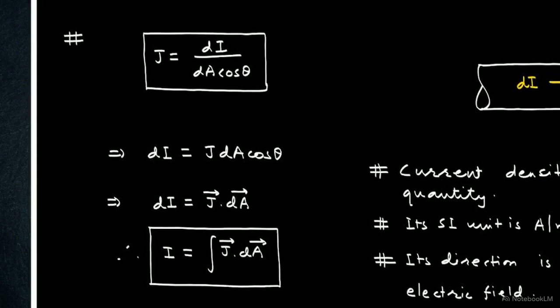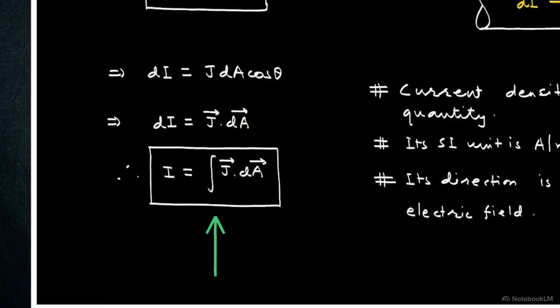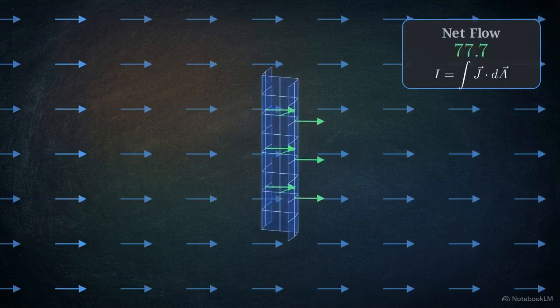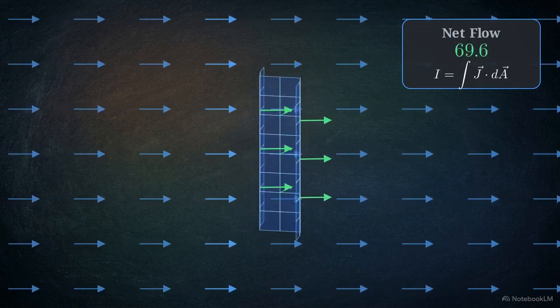If we multiply both sides to isolate the infinitesimal current fragment dI, we get this intermediate step, J times dA times the cosine of theta. Multiplying two magnitudes by the cosine of their angle matches the precise definition of a vector dot product. We rewrite it as J dot dA. Integrating reveals that total macroscopic current I is the surface integral, or flux, of the localized current density field. The dot product handles this geometric projection automatically, extracting the net flow through any arbitrary surface, regardless of how it is oriented relative to the field.